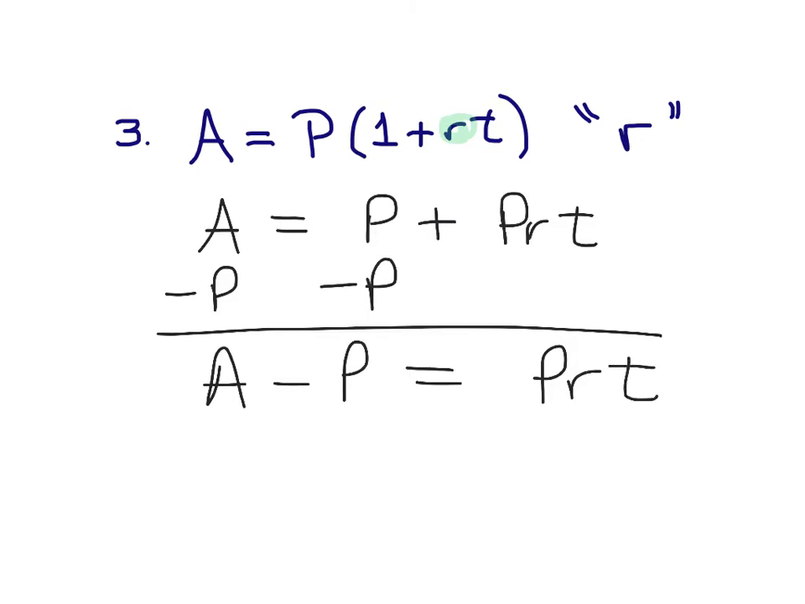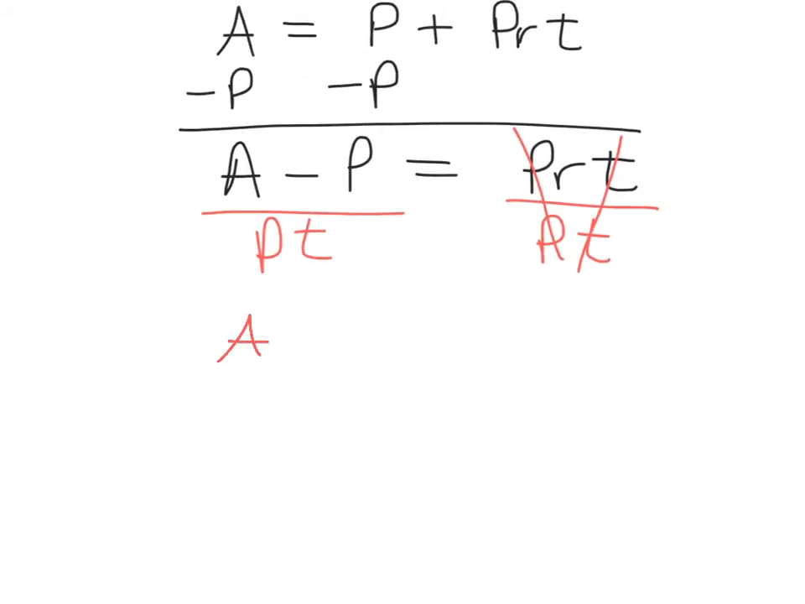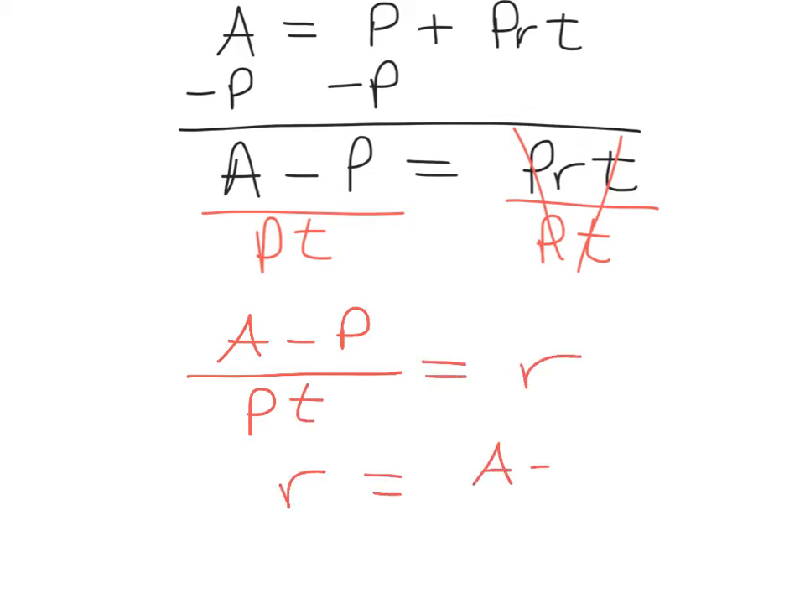I need to get rid of the P and the T on the right, so I'm going to divide by PT. So it cancels that. And then my final answer here is A minus P over PT equals R. And if you want to flip it around, either way works. I can't cancel the P's because remember this A minus P is attached. So you're done.